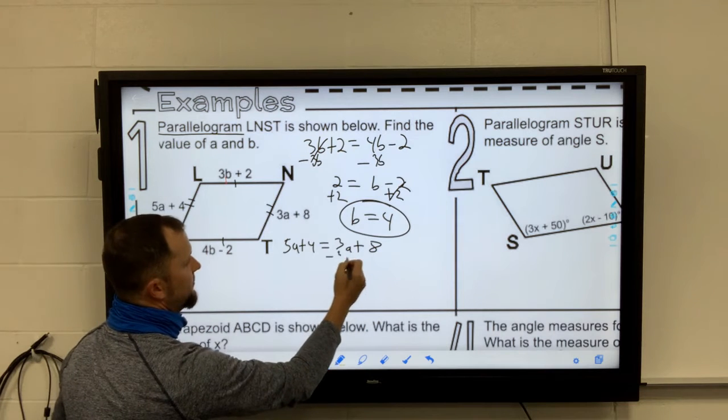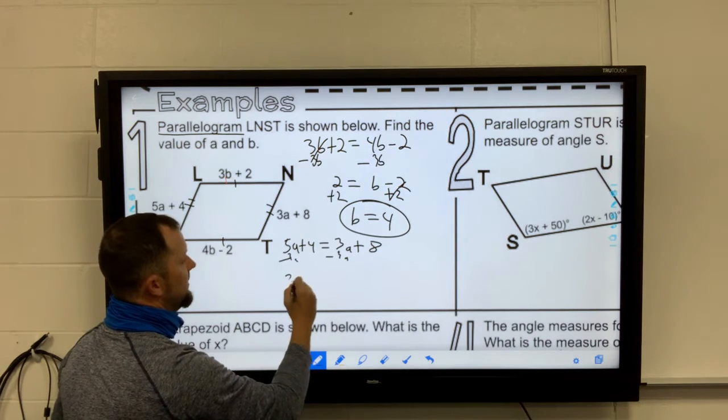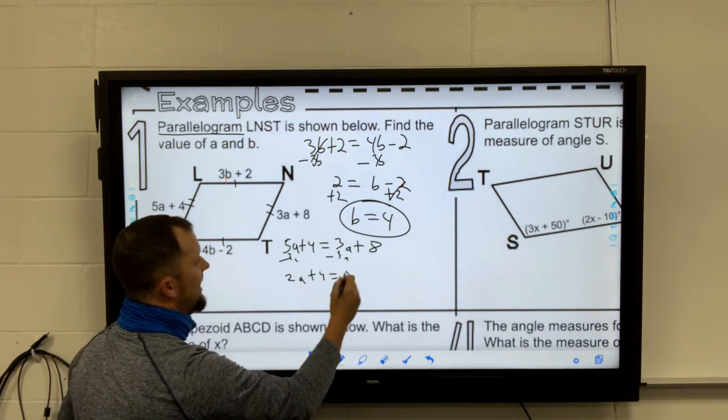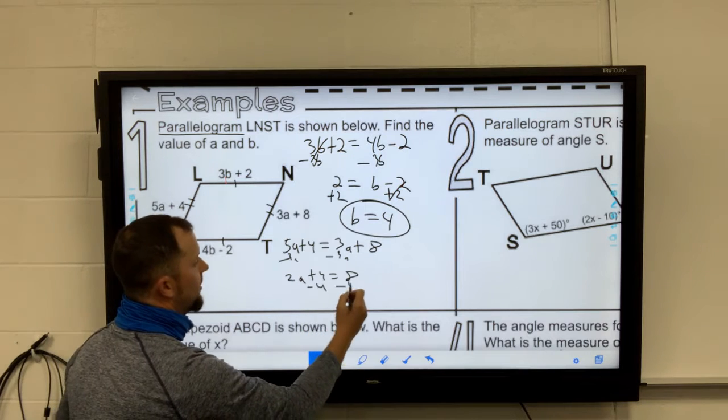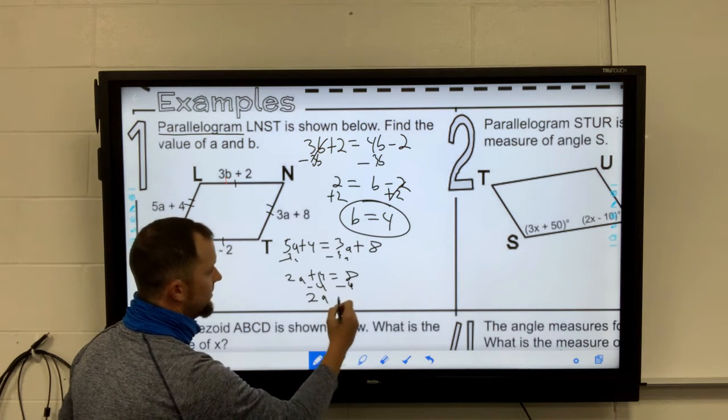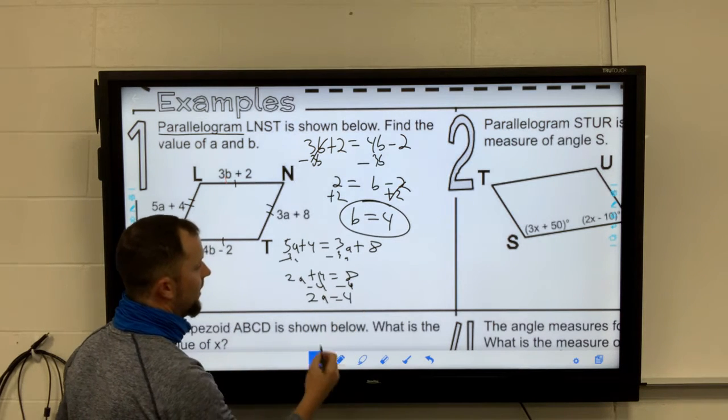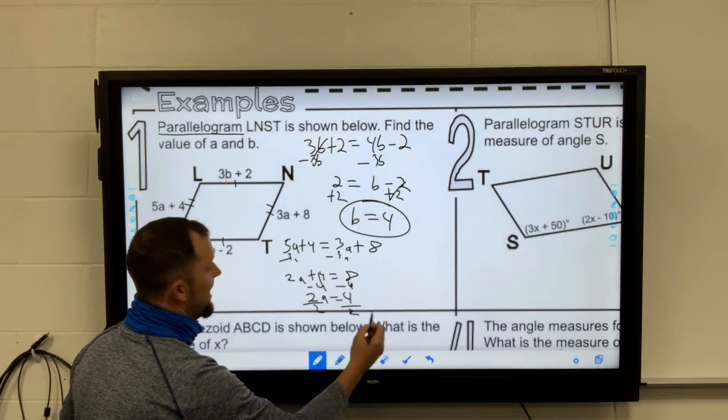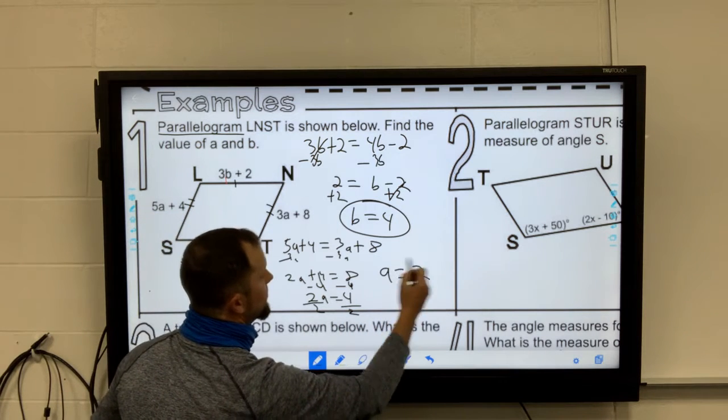I'm going to subtract 3a on both sides. That's going to leave me with 2a plus 4 equals 8. I'm going to subtract 4 on both sides. That's going to leave me with 2a equals 4. Then I'm going to divide by 2 on both sides. So that's going to leave me with a equals 2.